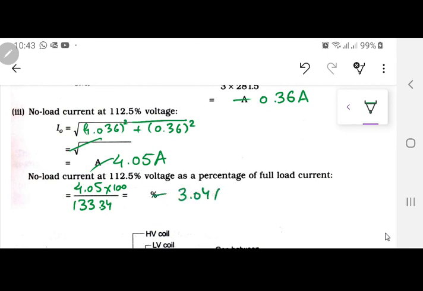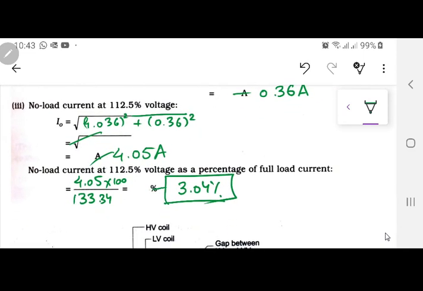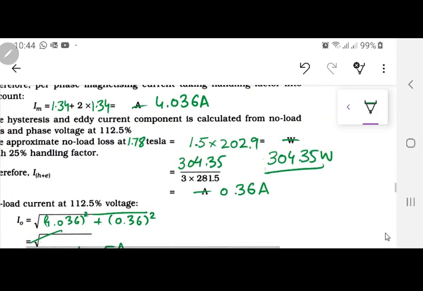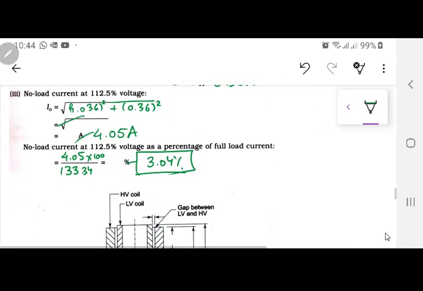3.04. So what this is telling you is that if you have a little high voltage, approximately 281.5 instead of 250, your no load current increases from 0.85% to 3.04%, which is still within the limits, not that bad, but it cannot sustain for a large amount of time, because you have larger losses, especially the watts per kilogram. Here this is becoming 304.35 watts, which was previously very small. So this cannot sustain for a large amount of time, but you can still go on.